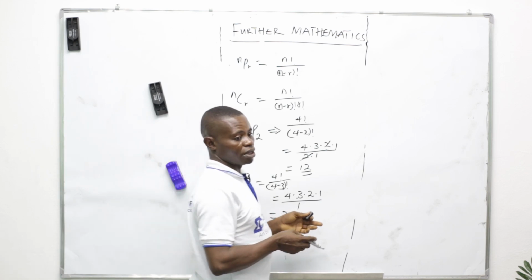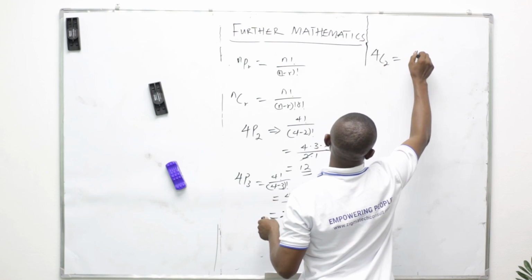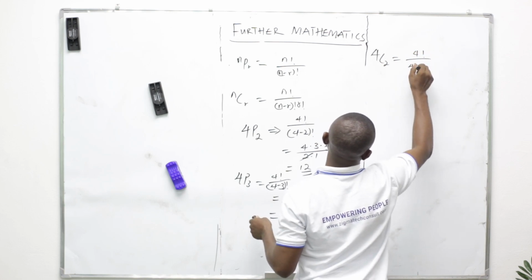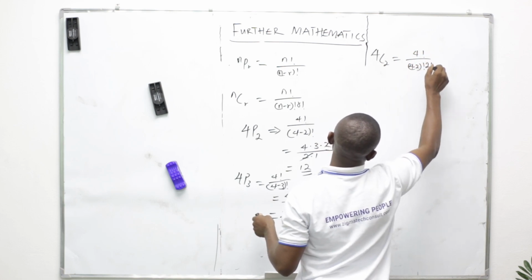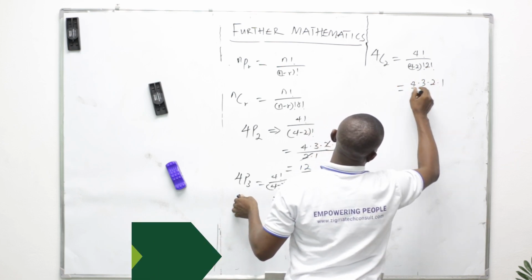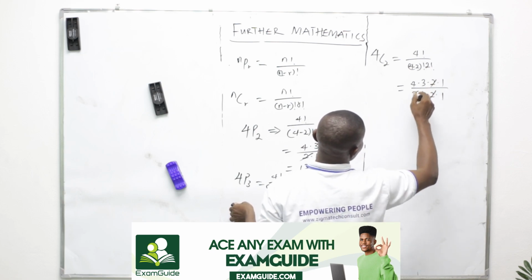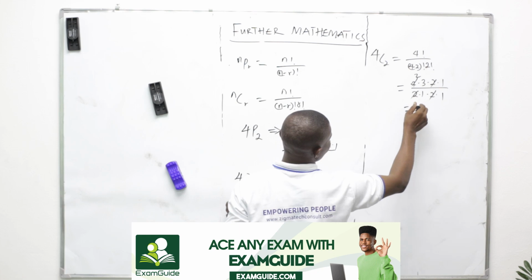Now let's think about the combination. 4 combination 2 implies 4 factorial all over 4 minus 2 factorial into 2 factorial. This will give us 4.3.2.1 all over 2.1.2.1. 2 here, 2 here, 2 here, 2 here. This is 2, meaning 6.